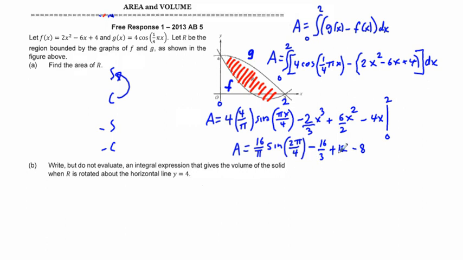And just kind of working below, simplifying as we go, the sine of pi over 2 is 1. So we're just going to have 16 over pi, and then we're going to have minus 16 thirds plus 12 is going to be plus 36 thirds, and we're going to have minus 8, which is minus 24 over 3. Now what happened to this 0?